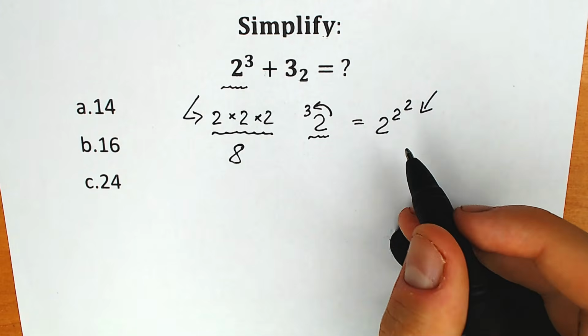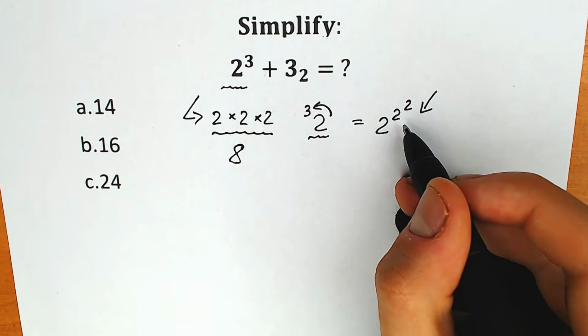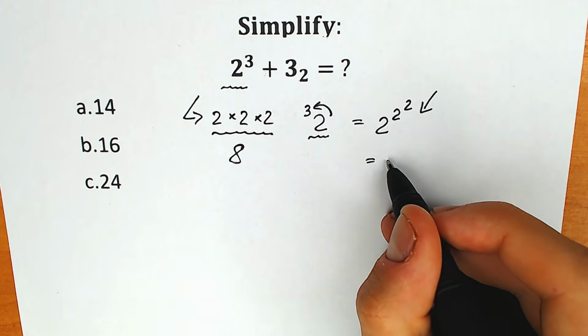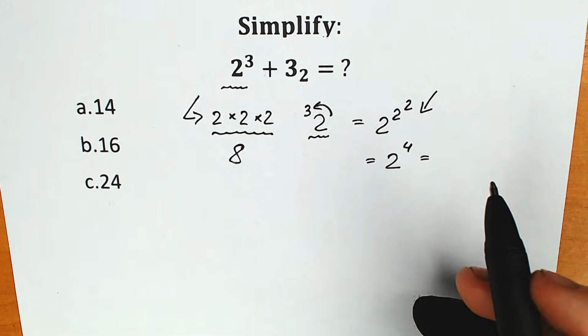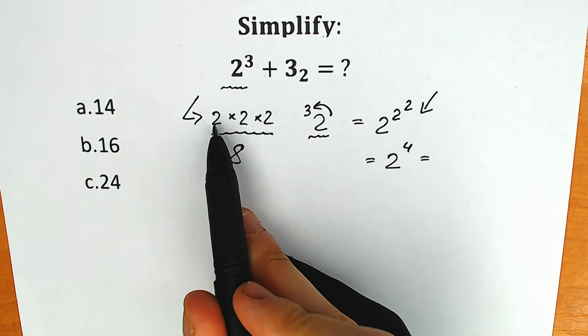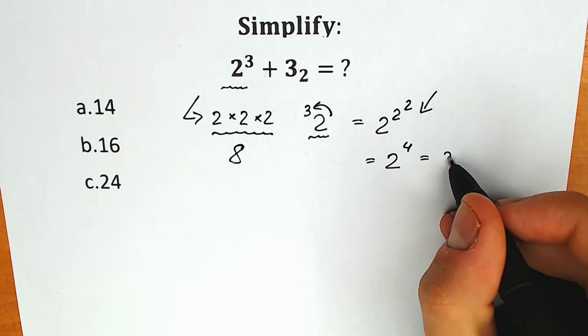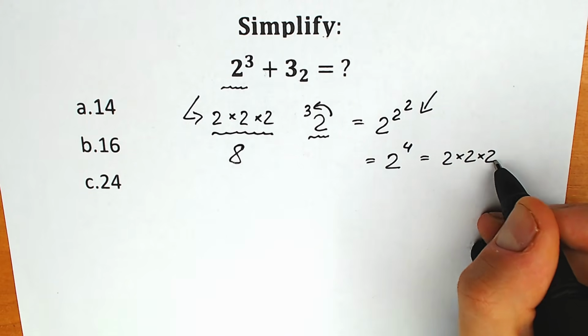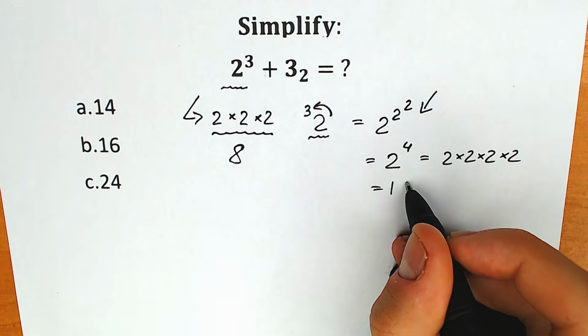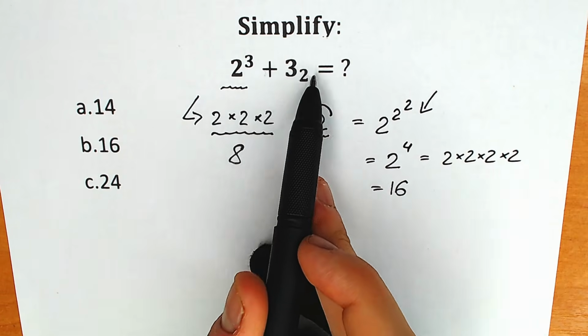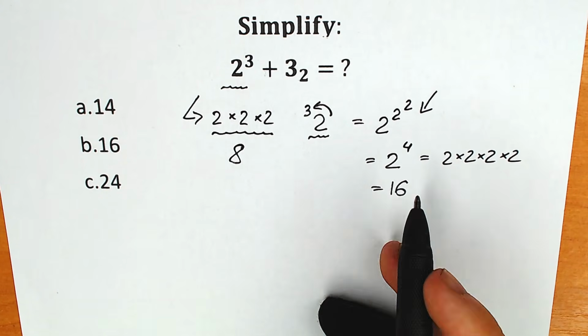As a result, what do we have? We start with 2 to the power 2 equal to 4. So we have 2 to the power 4. 2 to the power 4, everyone knows about it: 2 times 2 times 2 times 2. 4 times 4, we have 16. So this tetration is equal to 16.